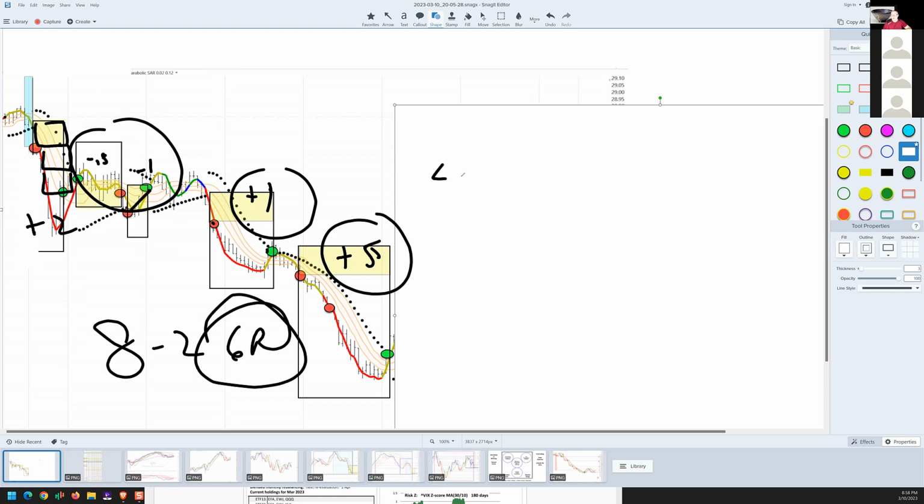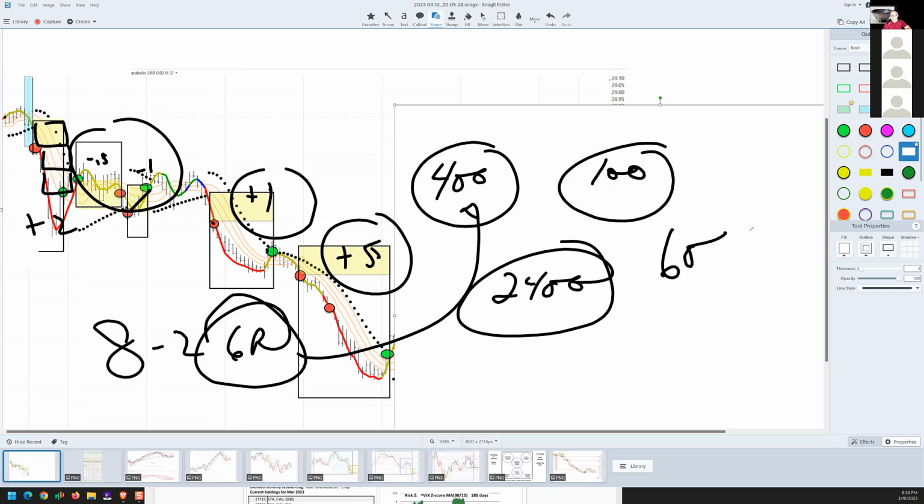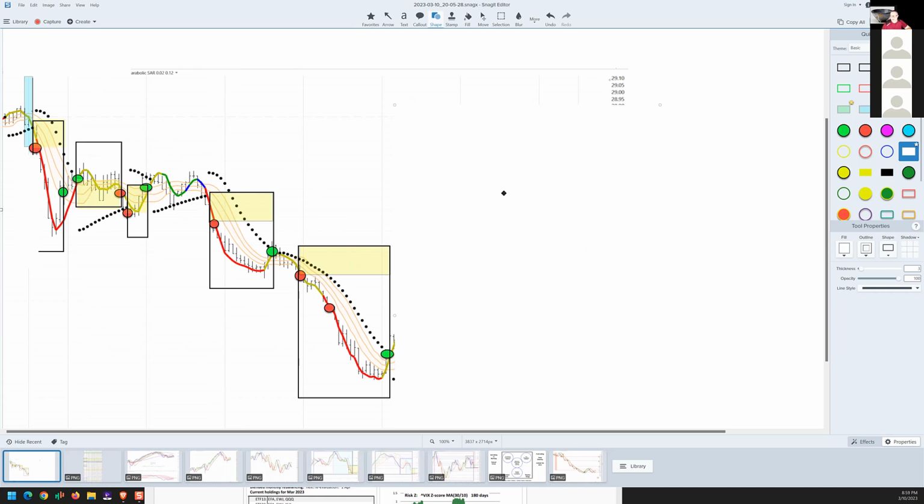On a $400 risk per trade, that's $2,400. On a $100 risk per trade, that's $600. Minus your cost of commission, of course.